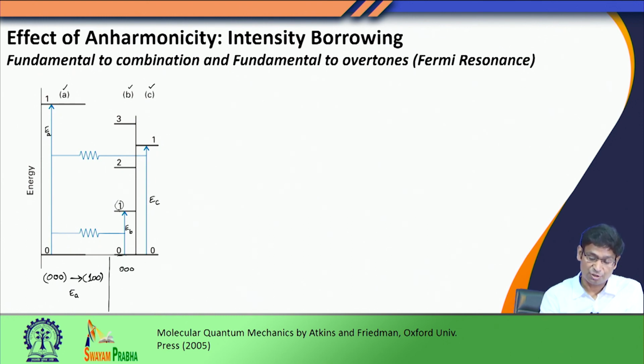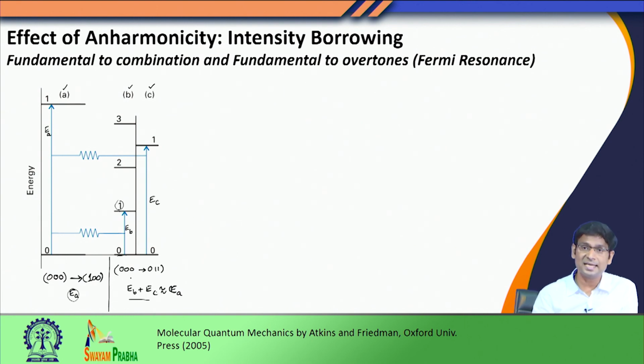If I consider a transition 0 0 0 to 0 1 1, that means first excitation along B mode and first excitation along C mode. In this case also, if you add E B and E C, this will be very similar to E A. When such a similarity of energy occurs, and if the potential is anharmonic, which is often the case, since E A is very close to E B plus E C, the fundamental transition and the combination transition both occur at the same energy.